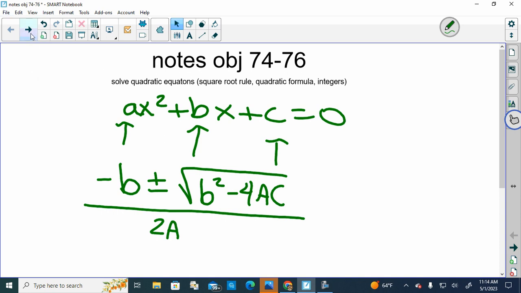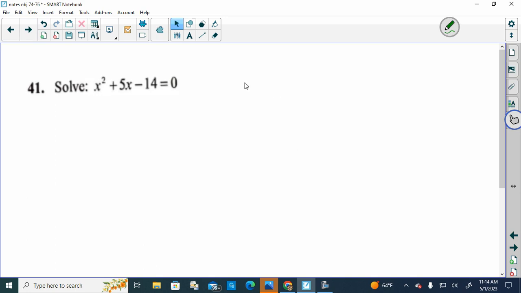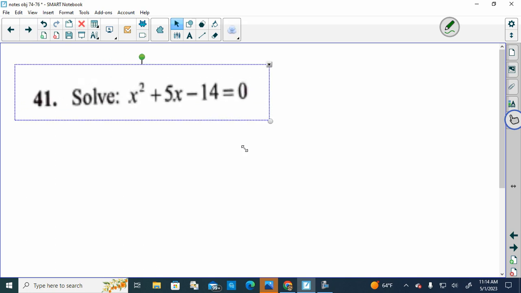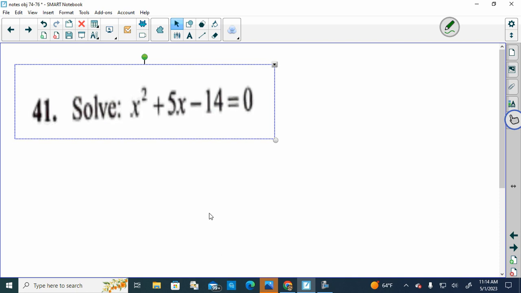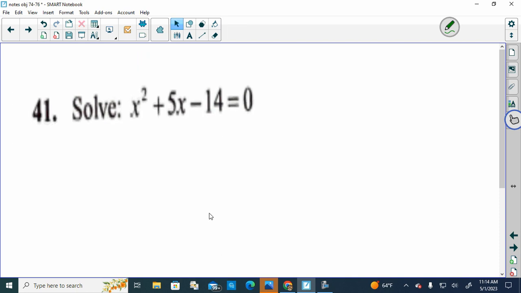Okay, so first problem. So number 41. You don't have to write the word solve. Let me make this bigger. Just write the equation. So it's x squared plus 5x minus 14 equals 0. Okay, so remember our whole goal is to make sure that the equation is equal to 0. So our first step is that first.